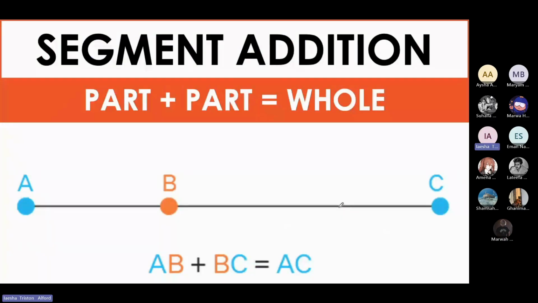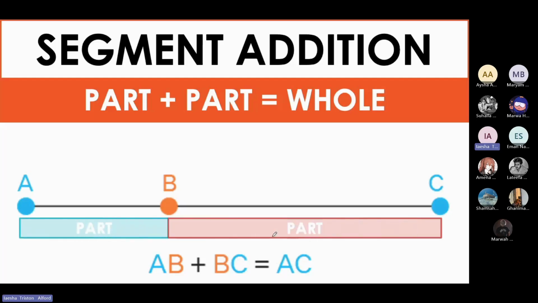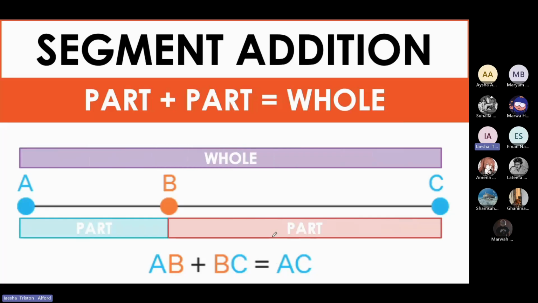The next vocabulary word you need to know is about segment addition. Segment addition is part plus part equal to whole. So we have AB plus BC is equal to AC. This part of the segment plus this part of the segment gives you the whole segment. Part plus part equal whole. So if you see something in the exam, something plus something equals something, and you check the picture and it's a part and another part, it's equal the whole thing, you write the word segment addition.